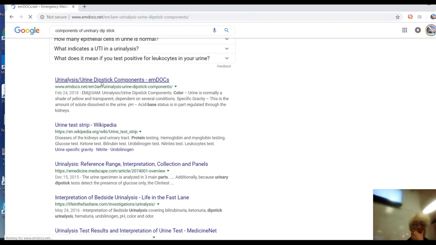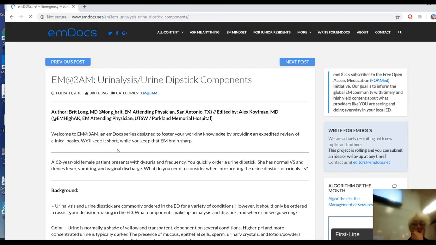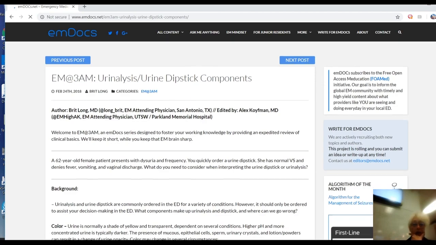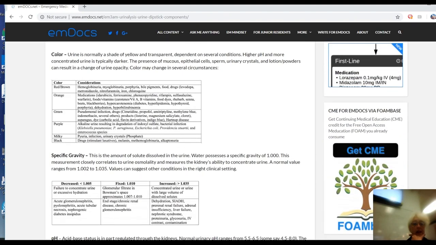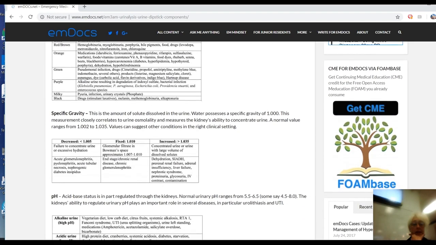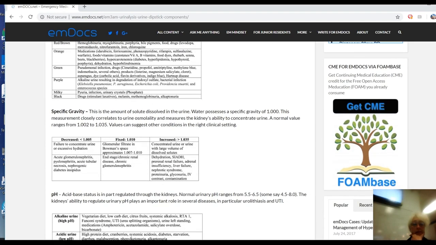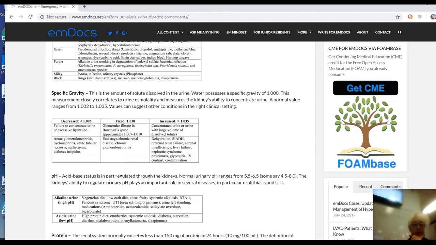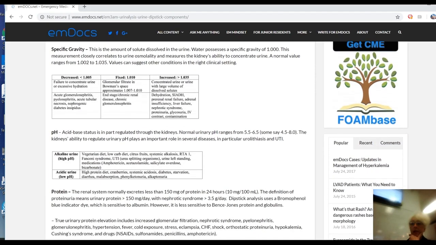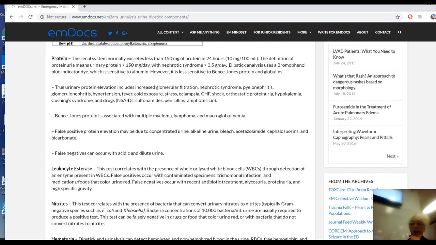So let's just do this. I like Wiki, but you gotta stay away from Wiki. Let's take a look at this. Let's see if we can open this. Some of these, you can't open them.